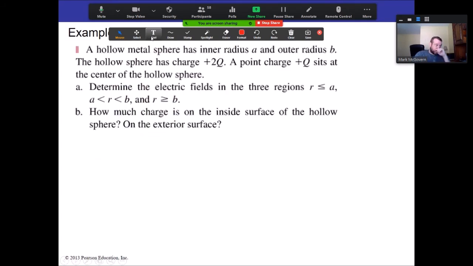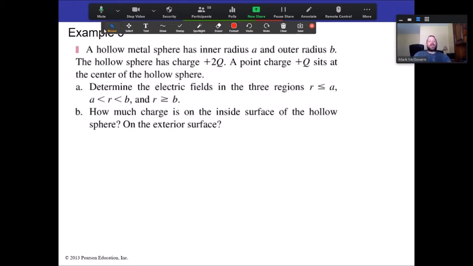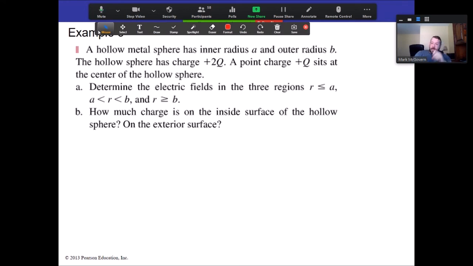I've got 2 more examples, and then we're done. So what do we have going on here? A hollow metal sphere has inner radius A and outer radius B, so it has a cavity. The hollow sphere has a charge of 2q. A point charge has charge q and sits at the center of the hollow sphere. We want to determine the electric fields in the 3 regions: inside the cavity, inside the conductor, and outside. And we want to figure out how much charge is on the inside surface of the hollow sphere.